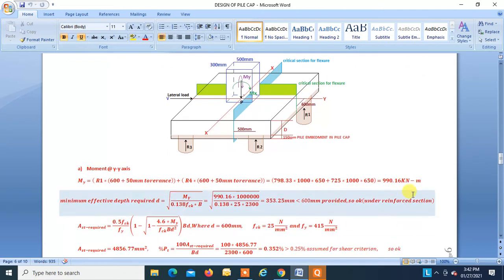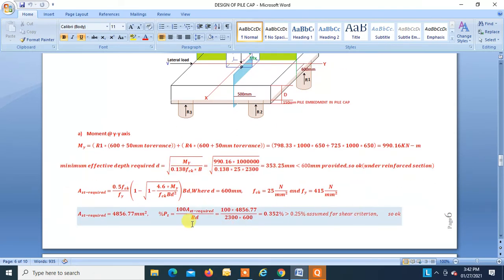Now once we get this My, we have to check for the effective depth. This is the formula we know. From this formula we get the minimum required effective depth d as 353.25, but we have provided 600, so we have provided more, so it's safe, and the section is under reinforced. Once we know the section is rectangular and under reinforced, we can use this very well-known formula for finding the Ast required.